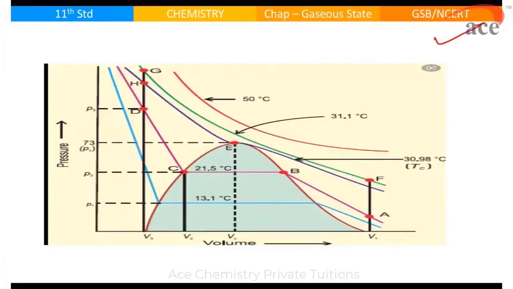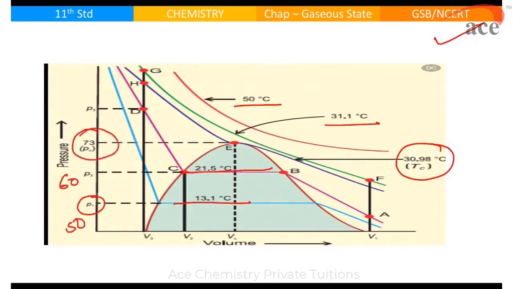Now this is again the same graph, but this is given in your NCERT. So check again: 50 degrees, 31.1, that is 30.98, the critical temperature. This is 21.5, this is 13.1. Here it's 50, 60 and 73. This side it's gas. To the left side of the C it's liquid. Below the dome shape it's both liquid and gas. Am I clear till here?